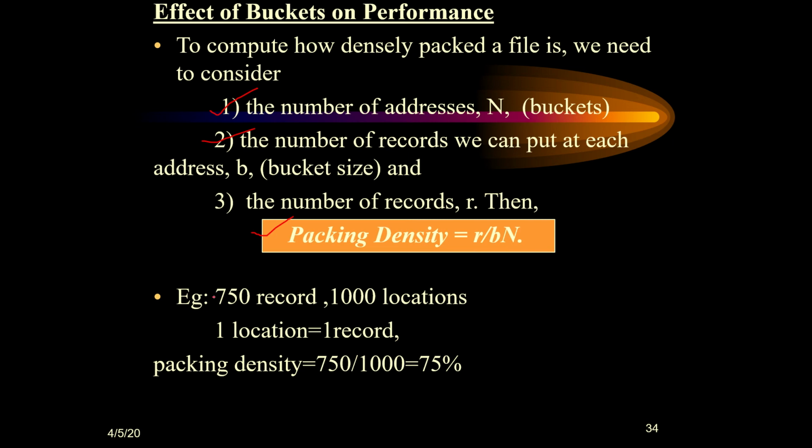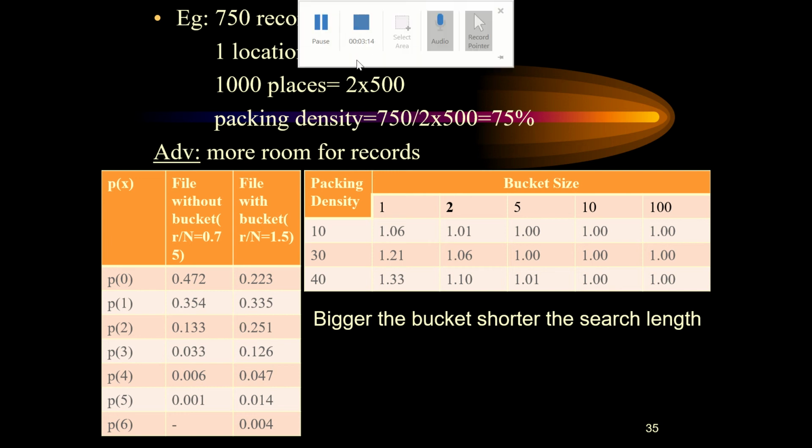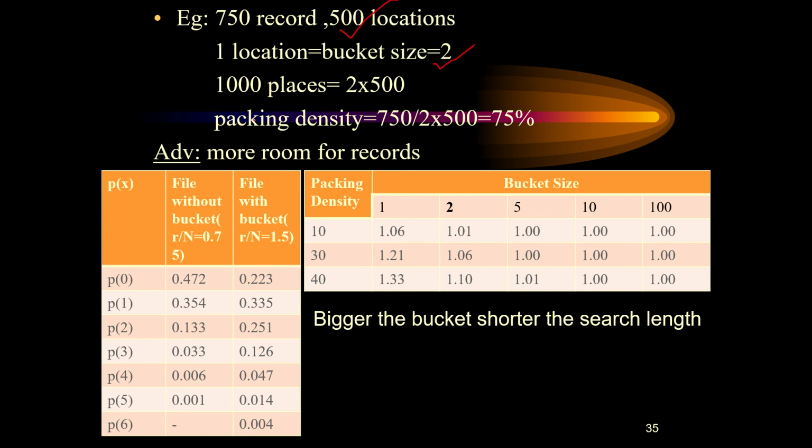Consider an example. We have 750 records to be saved inside 1000 locations without using a bucket. The packing density becomes 750 divided by 1000, that is 75%. Now by using a bucket, I am considering the same situation, where I have 500 locations and my bucket size is 2. So the packing density is R divided by B times N, where B is 2, the bucket size, times N, the total locations, which is again 75%. So in packing density you can see that it is the same.